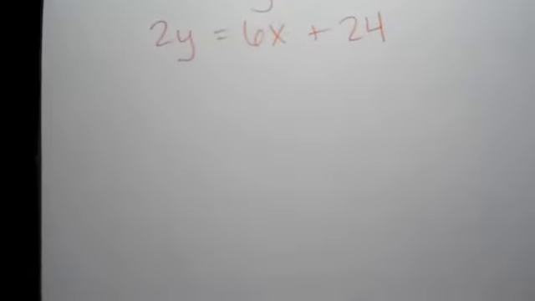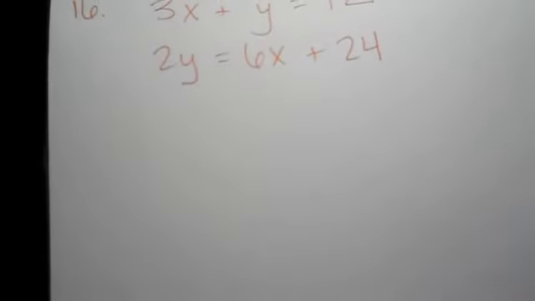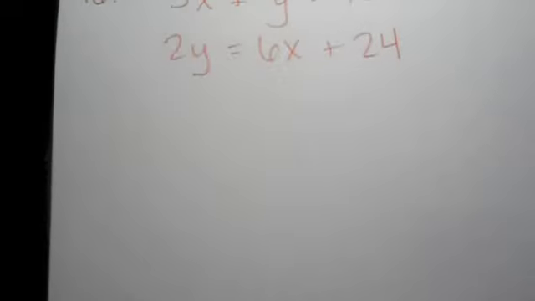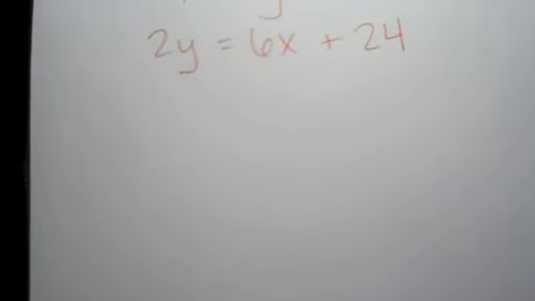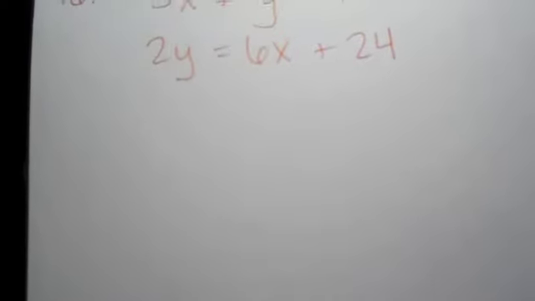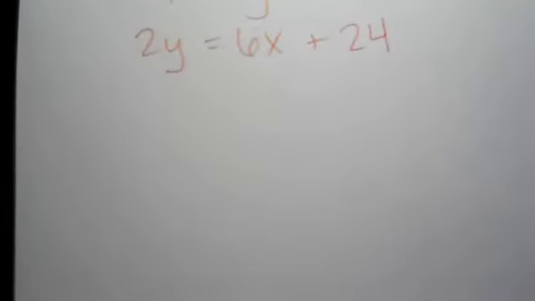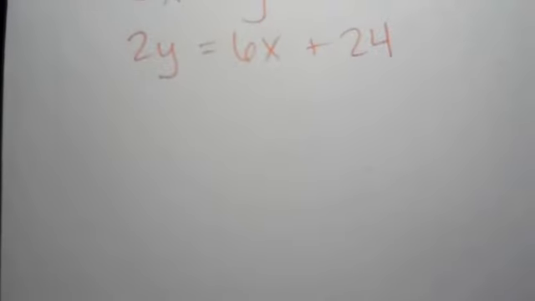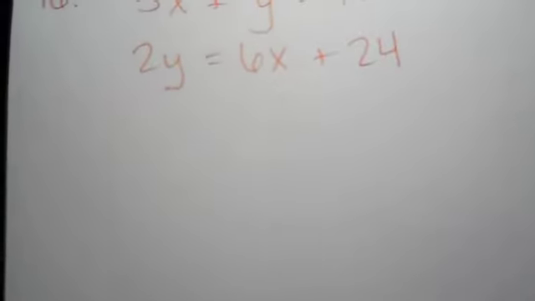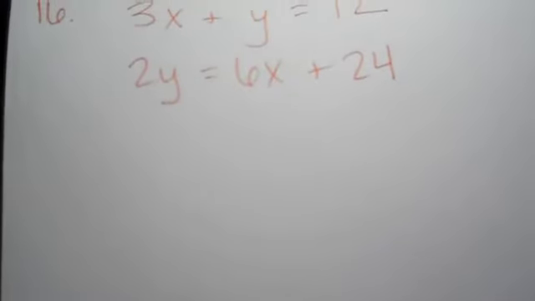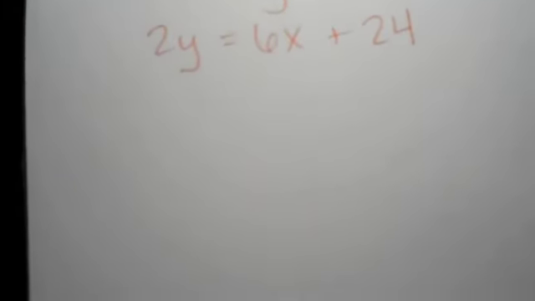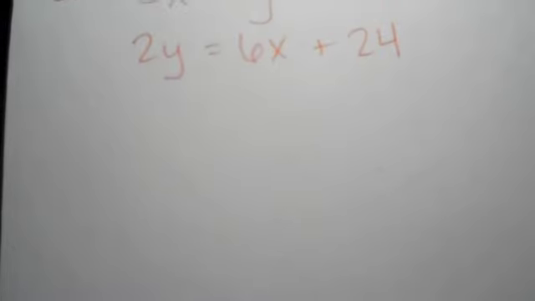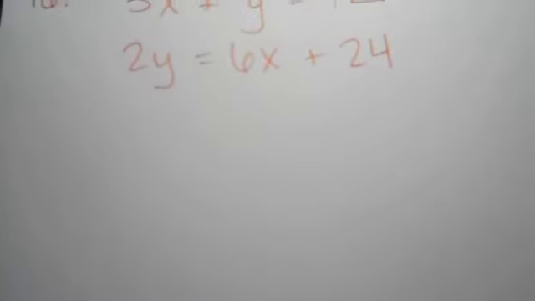Okay, number 16, yet another problem where we need to use whichever method we desire, elimination, substitution, or graphing, in order to determine if this linear system has one solution, no solution, or many solutions. Okay, so we have 3x plus y equals 12, and 2y equals 6x plus 24.